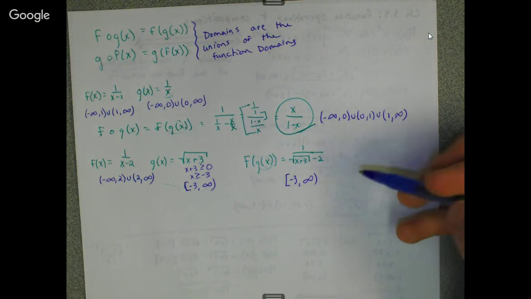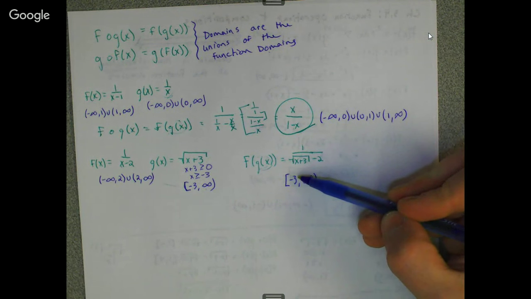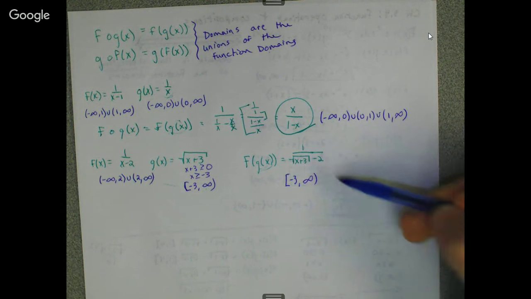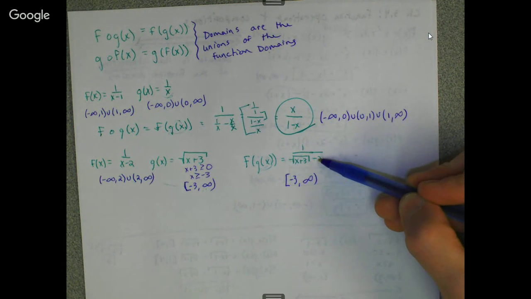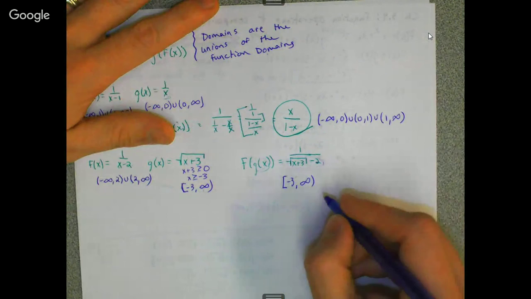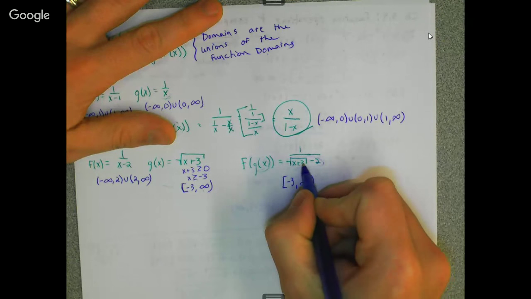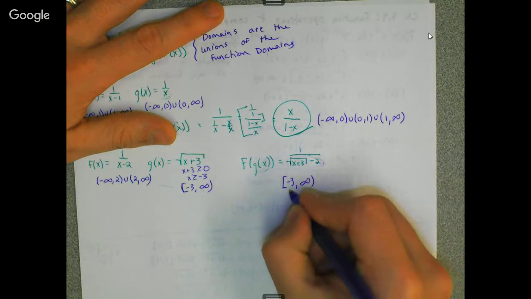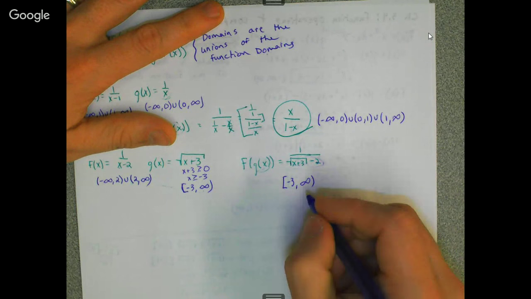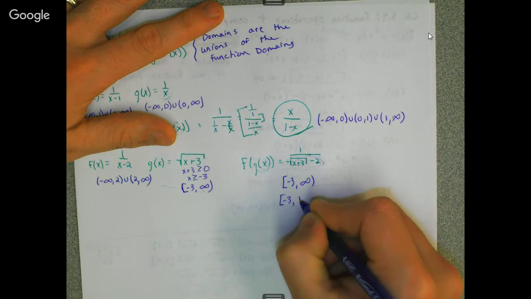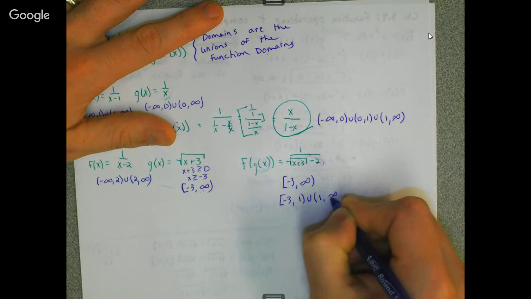Now we've got to figure out what down here would make this 0. That is what I want to know. What's going to make this down here 0? Right, because 1 plus 3 is 4, the square root of 4 is 2, and 2 minus 2 is 0. So I have to take this and get rid of 1. So we're going to say negative 3 to 1, union 1 to infinity.